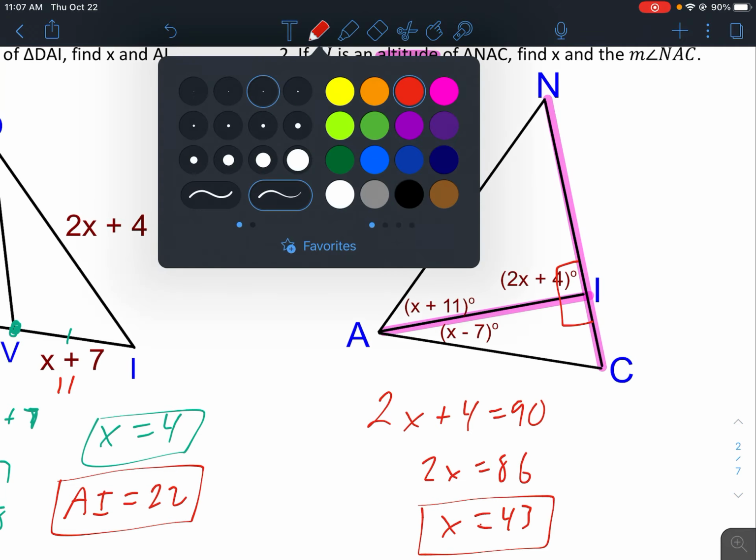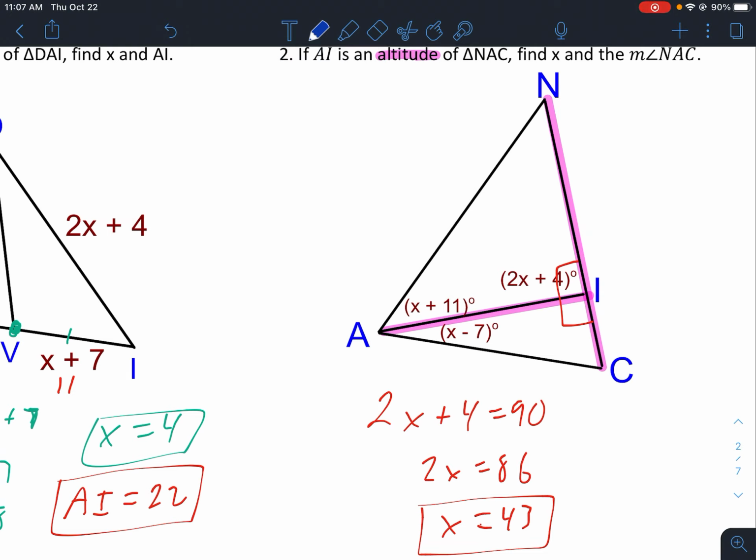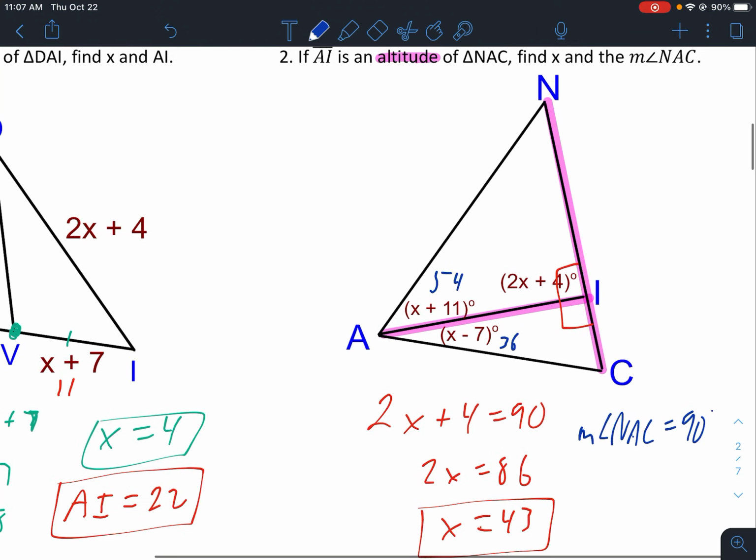But then we're also asked to find the measure of NAC. So NAC, this big angle here. So we can put 43 into both these two little angles. 43 plus 11 is 54. 43 minus 7 is 36. So measure of angle NAC is 54 plus 36, which happens to be 90 degrees. That's just a coincidence that happened. That doesn't always happen. It just happens to work out that would be 90 degrees.